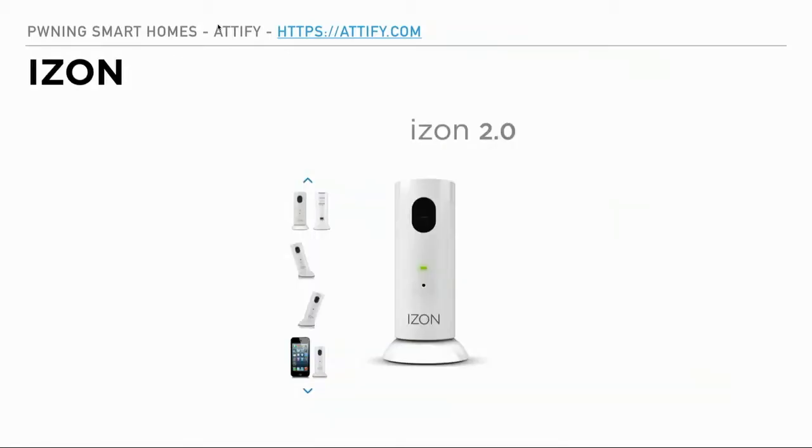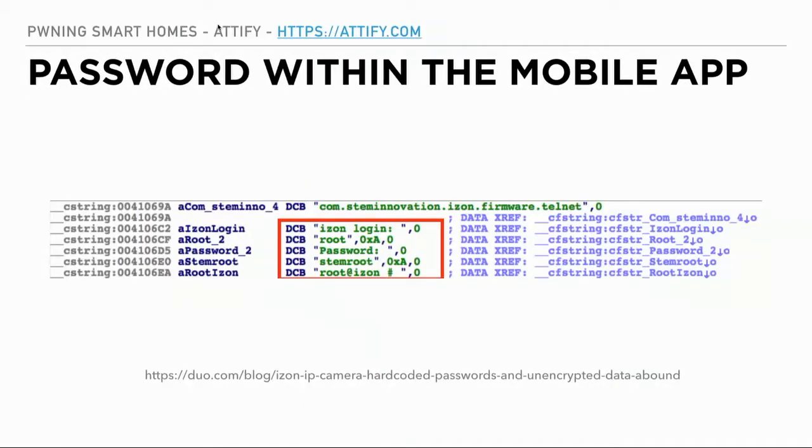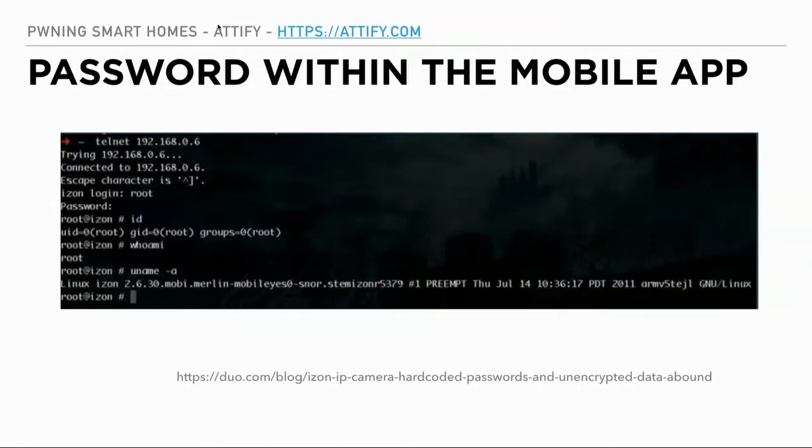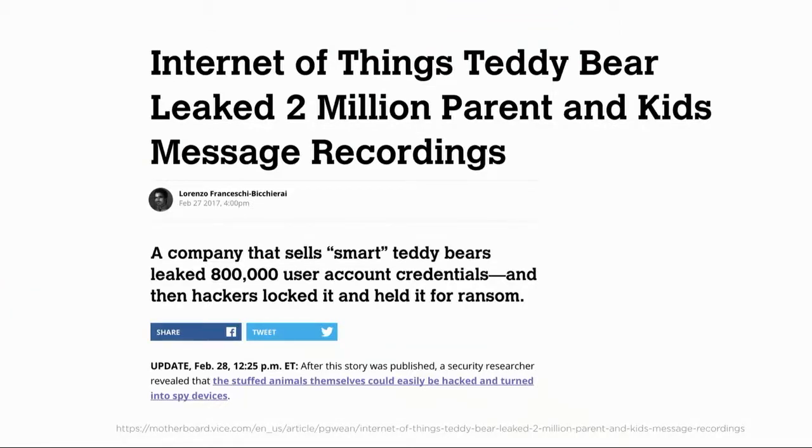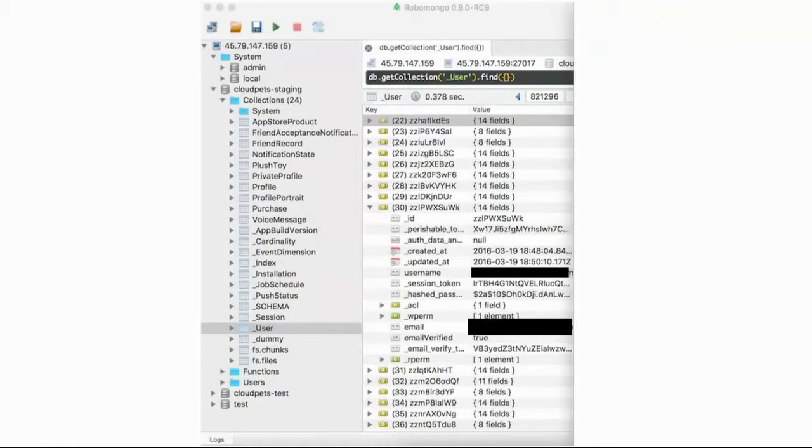Then this Eyes on IP camera or baby monitor. Reverse engineer the iOS application, and you get a credential which is root and stem root, which was not actually meant to be there. It was meant for backdoor access. So if you simply telnet into the device and use that credential, you have full root access to any baby monitor.